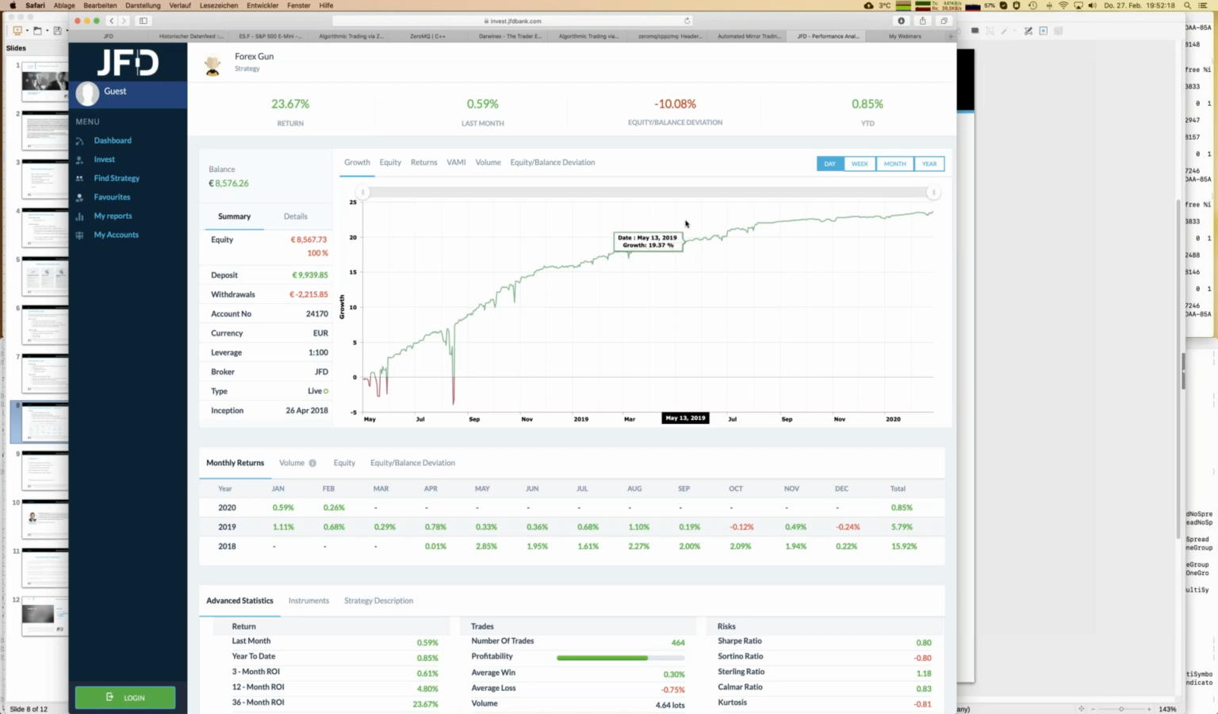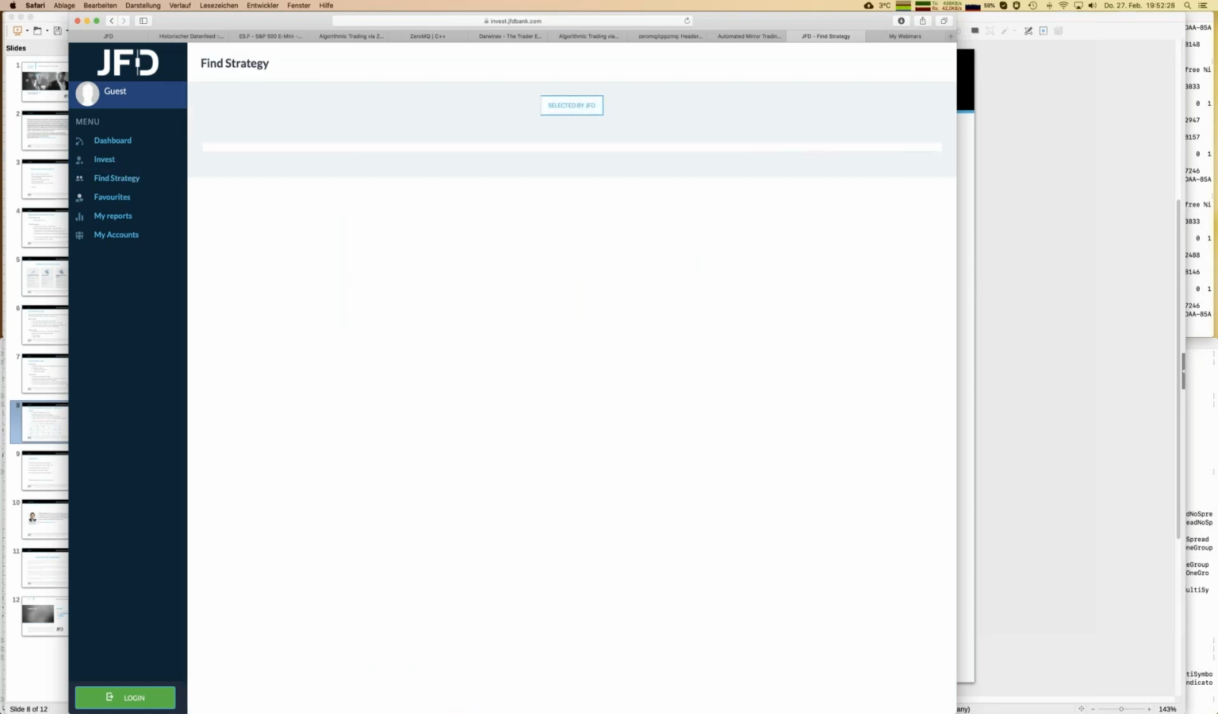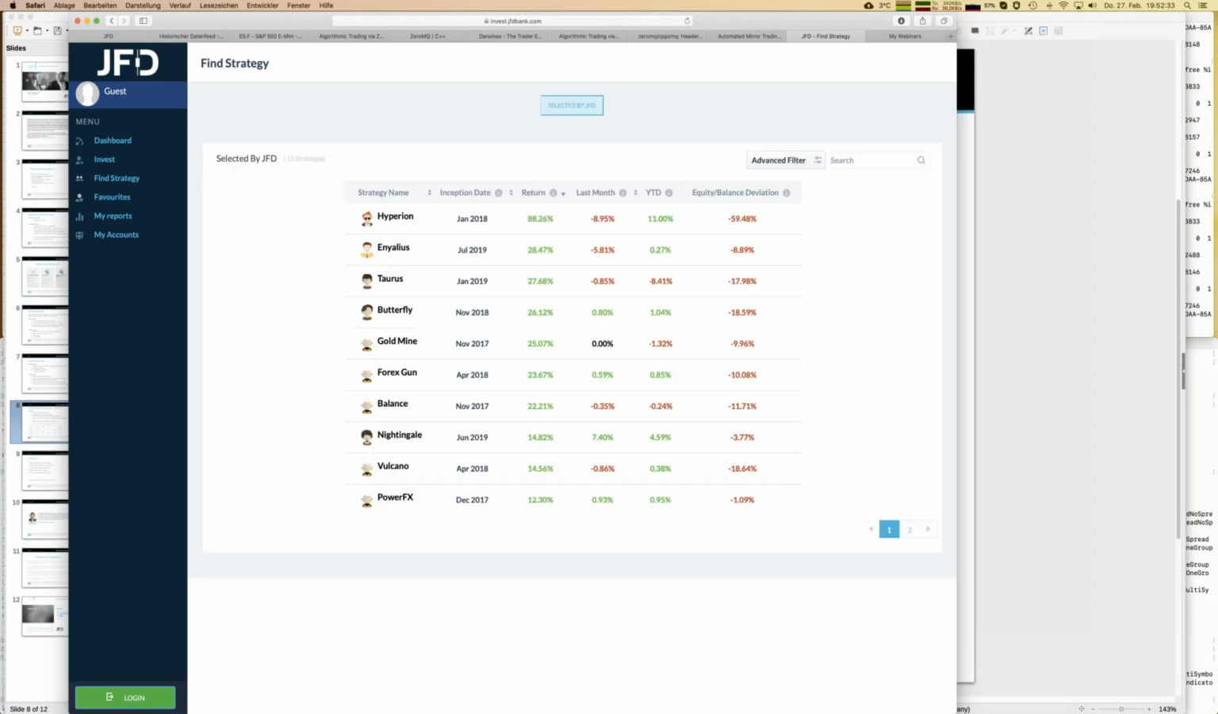You may like it, you may not like it. You say, okay, no, I don't want to have drawdowns like this one. That's too heavy. Then go for another one. But it's really quite convenient. So your job here is the review process of those strategies and then selecting according to your own preferences. And that's the job of a portfolio manager.